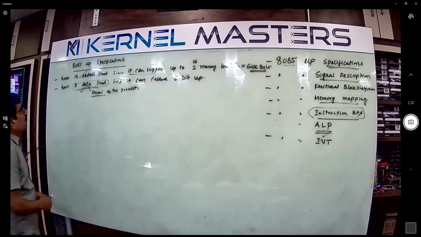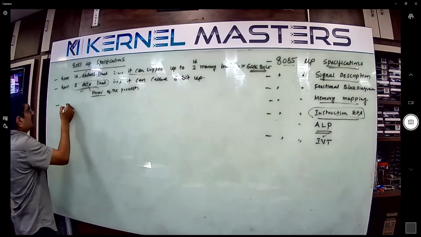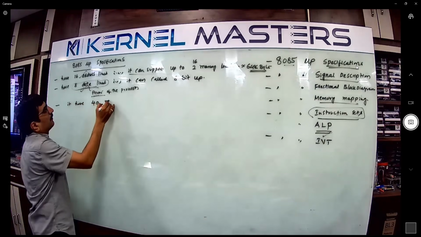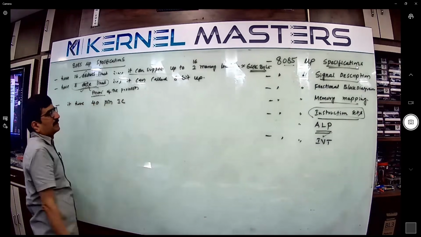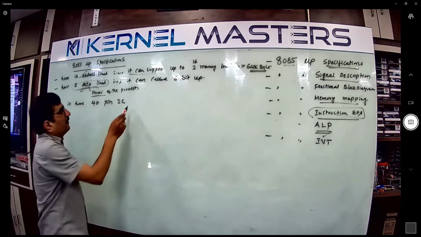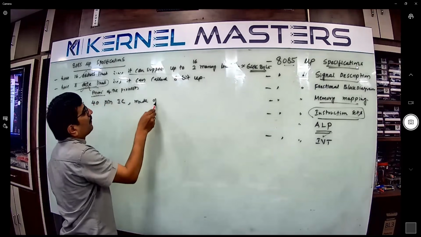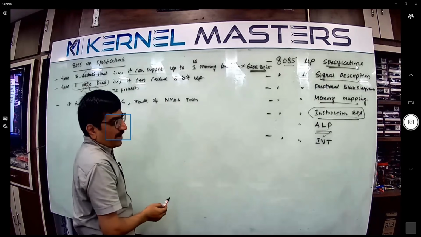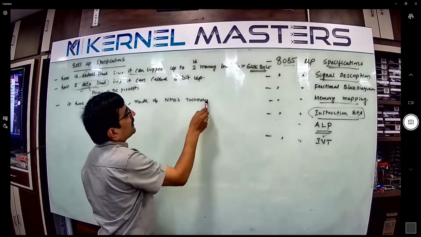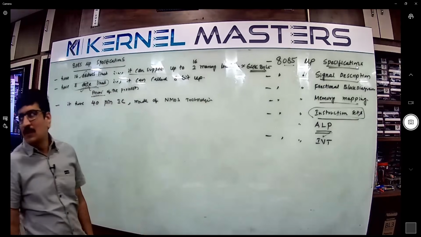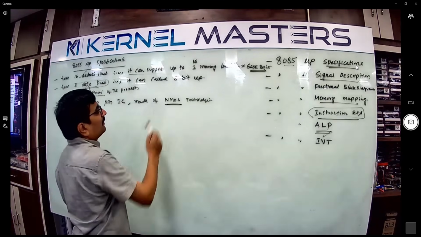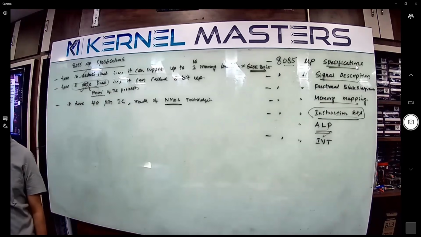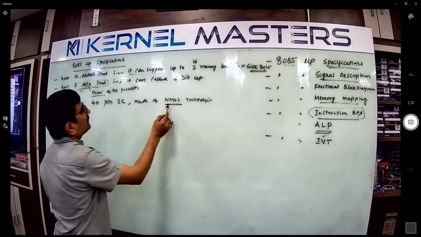The 8085 microprocessor is a 40 pin IC made of NMOS technology. NMOS is a logic family, so finally your logic circuit is converted to NAND or NOR gates only. NMOS means N-type metal oxide semiconductor technology, which is how it is manufactured.